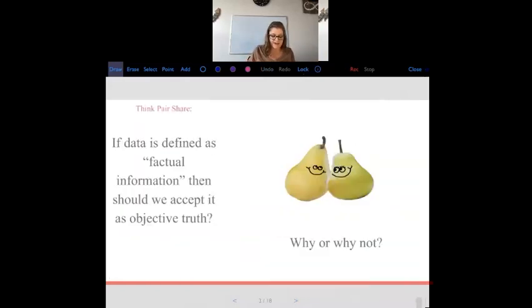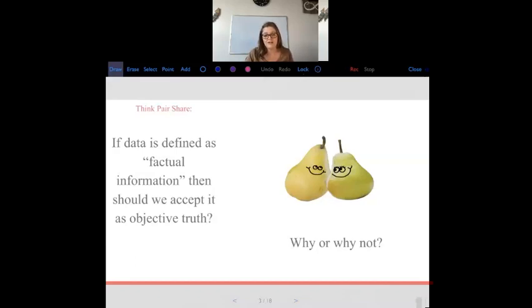If data is defined as factual information, should we accept it as objective truth? This is something that I would have you all discuss or talk about. It's an interesting question because, in a way, facts change over time.